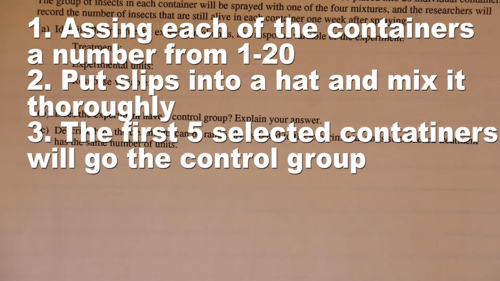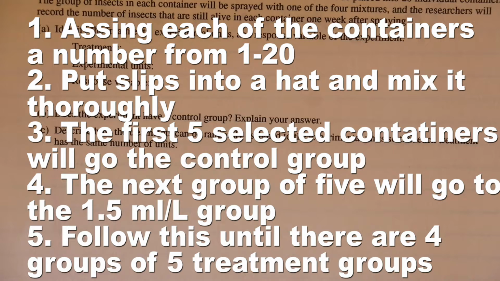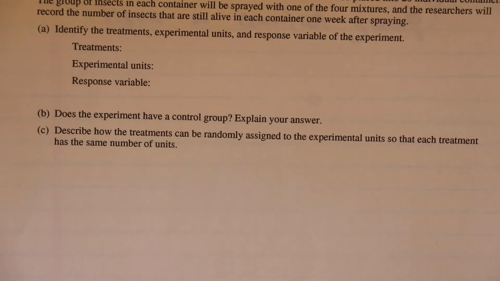The next 5 will go to the 1.25 milliliter per liter. The next 5 will go to the 2.5 milliliter per liter, and the last 5 will go to the 3.75 milliliter per liter. So, I mean, that's pretty straightforward. Since there's 20 of them, I'll put them in groups of 5 because there's 4 treatment groups. So if you have any questions, please email me or send a comment on this.